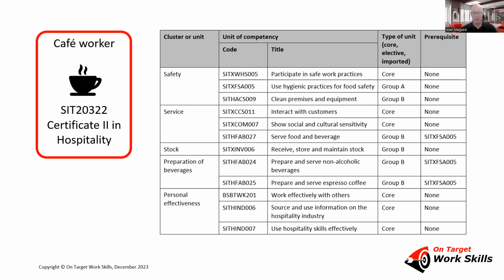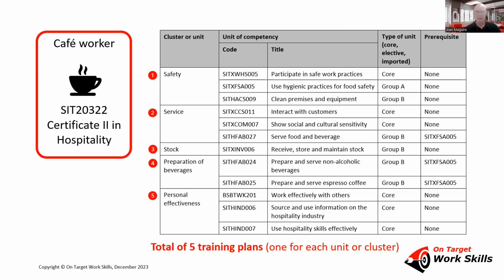the way it was clustered and then sequenced is that there are 5 clusters. So there was a safety cluster with 3 units, a service cluster with 3 units, a stock unit, just covering the one unit, preparation of beverages, which was a cluster of 2 units, and personal effective, which had 3 units. That would mean that in this scenario, that there'd be a total of 5 training plans, 1 for each unit or cluster of units.